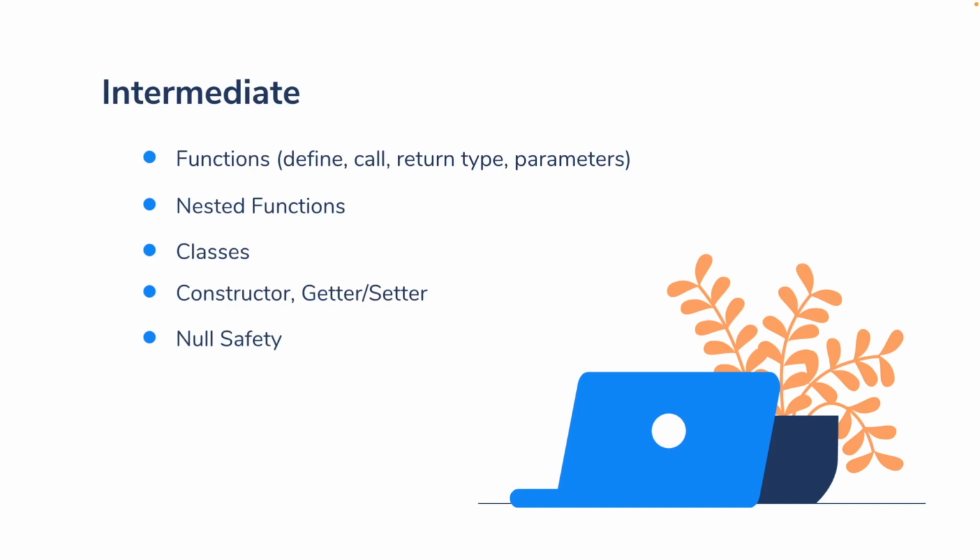Now we will move to the second section, which is the intermediate section. In this section, you should first of all get yourself familiar with functions, how to define them, how to call them, what the return type of a function is, and what the parameters of the function are. After that, you should get yourself familiar with nested functions, classes, constructors, getters, and setters, which are an important part of object-oriented programming. And after that, null safety, which is also a very important part of Flutter after Flutter 2.0.